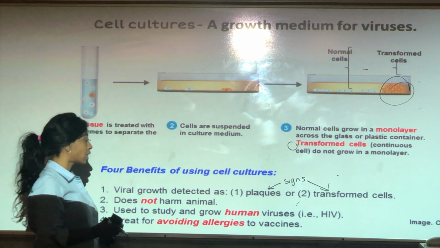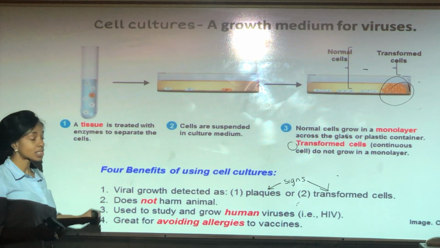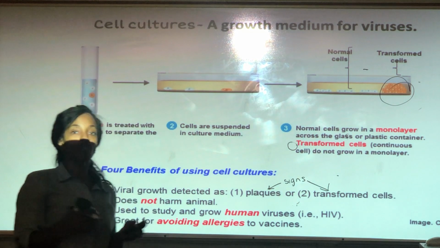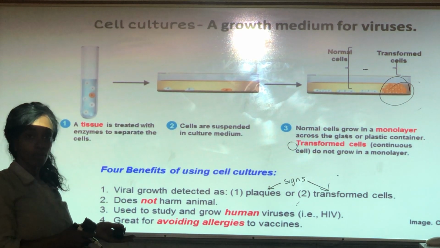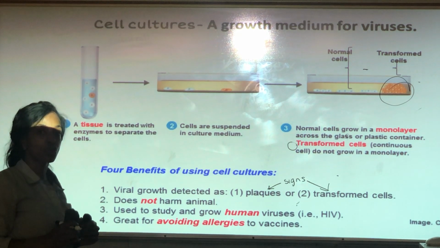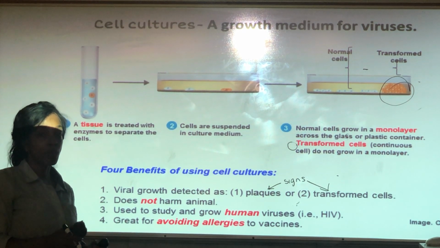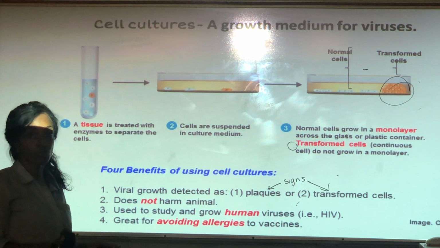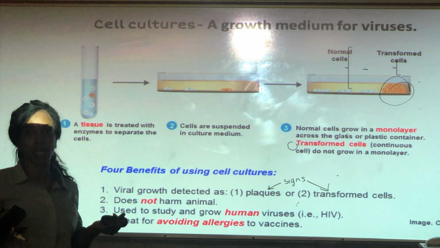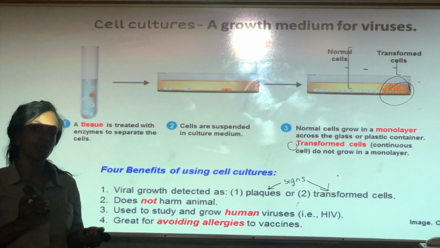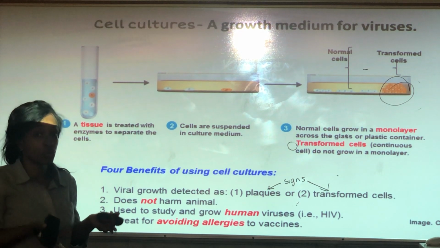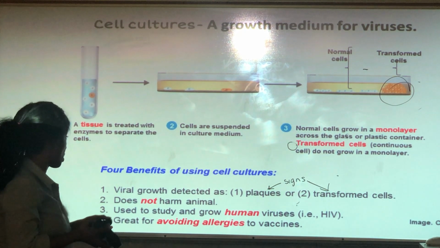And the other benefit to using cell cultures is that they avoid allergies. So if we grow the virus in a cell culture in its natural host, and then we extract those viruses in order to make the vaccine, then we're avoiding animal allergies. If we grow the virus in an egg, some people may be allergic to eggs. So when we extract the virus from that environment of the egg, certain people may be allergic to those vaccines that are being made.